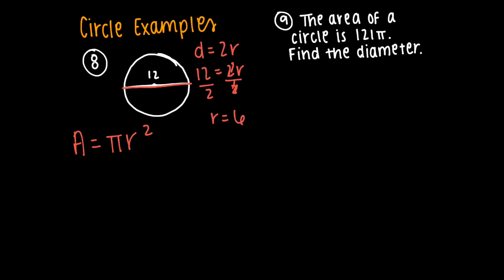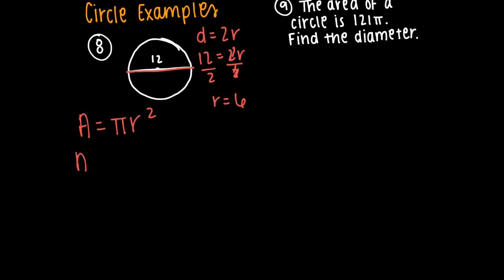So now I'm ready to go. I can plug it in. My area is pi times 6 squared. I know that 6 squared gives me 36 pi. So if I ask you for the exact answer, you're going to leave it just like this, 36 pi. But if I ask you for an approximation, that's when you plug it in and give me the decimal. And when you do that, you should get 113.10.